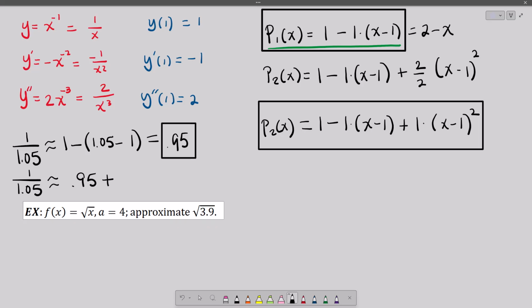Here, we're plugging in the 1.05. Minus 1 is 0.05 squared. So 0.05 squared. Everyone okay with that? So we're taking the 1.05, plugging it in for each of these x's and simplifying. 1.05 minus 1 is 0.05. Now we have to square it. So we have 0.95 plus what is that going to be, 0.0025?